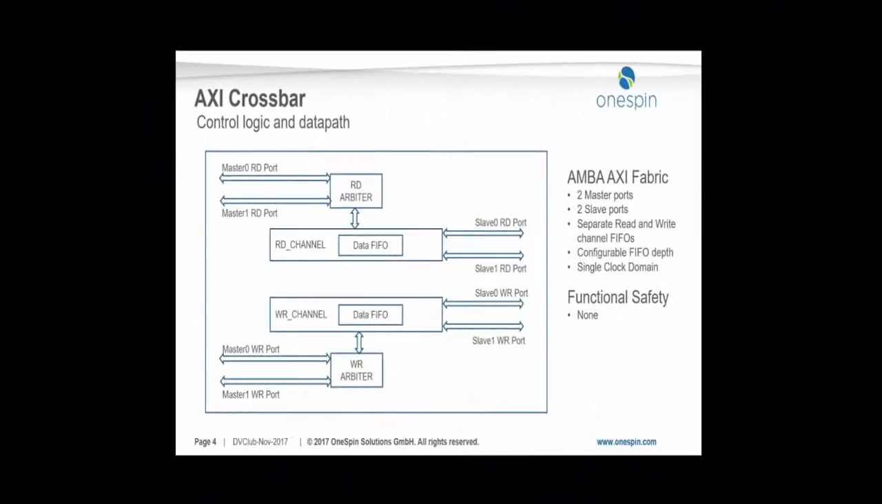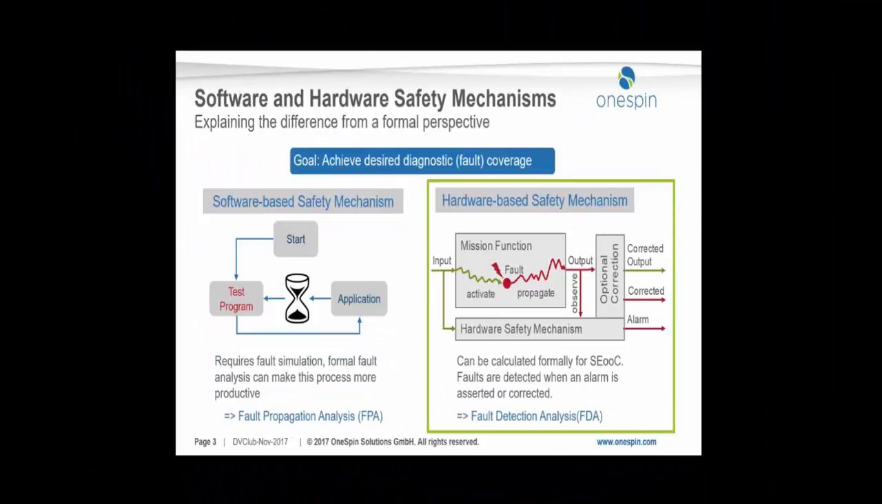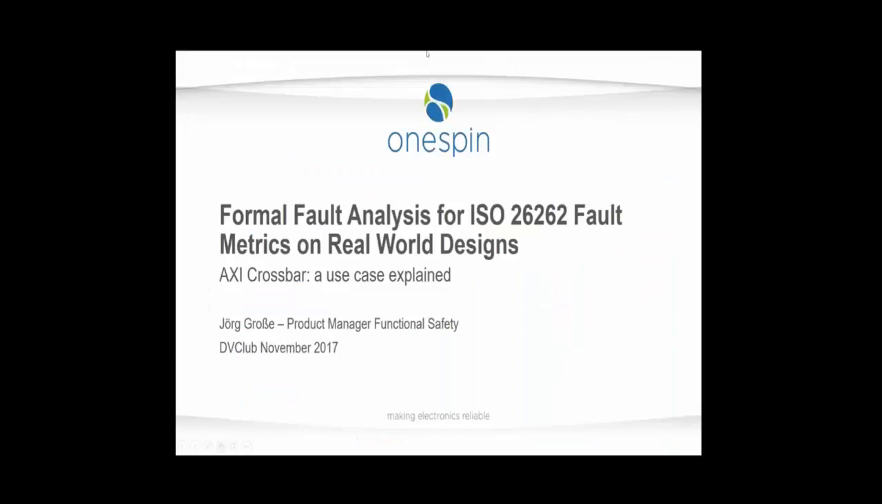Okay, so our second speaker is Jorg Grosse from OneSpin Solutions. He's the product manager for safety critical solutions. The title of his talk is Formal Fault Analysis for ISO 26262 Fault Metrics on Real World Designs.